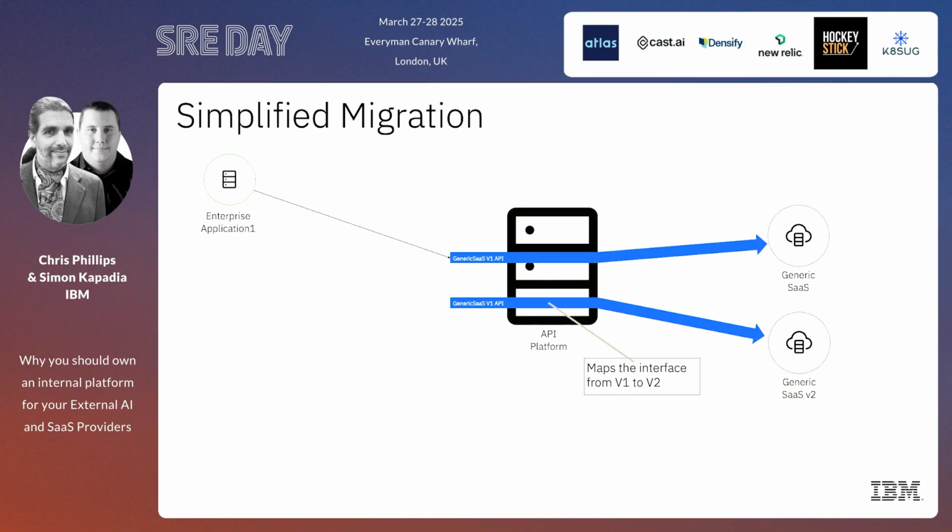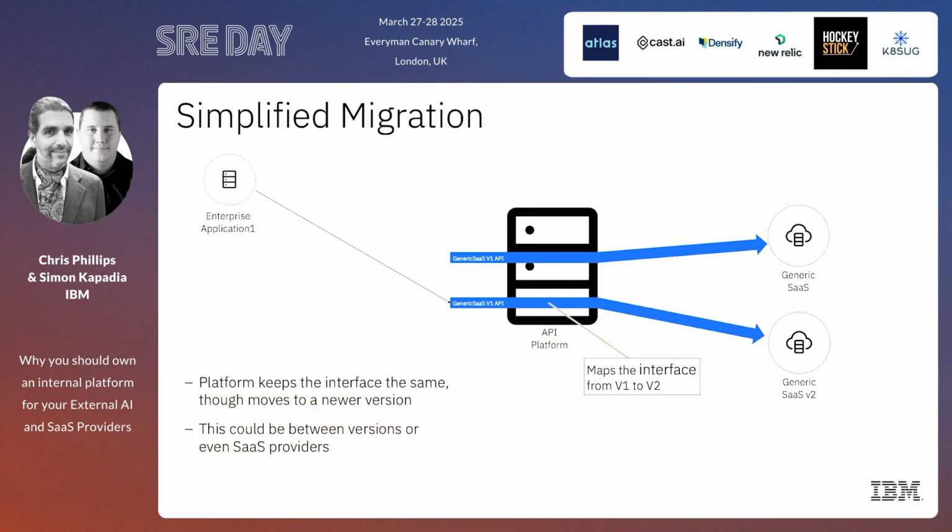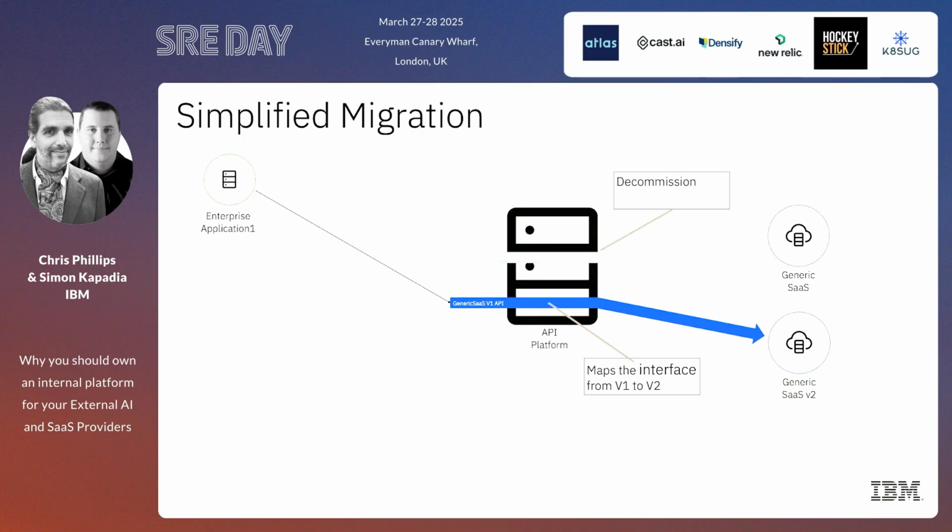Now, of course, if you want to still use the new facilities of the new system, yes, you'll have to expose version 2 as well. But once you've moved across, you can make it near minimal work for the enterprise application. Take all the heavy lifting and solve it once, not 50 times for each application. But also you could do this between SaaS providers. And then most importantly, from my point of view, you can decommission the old one.